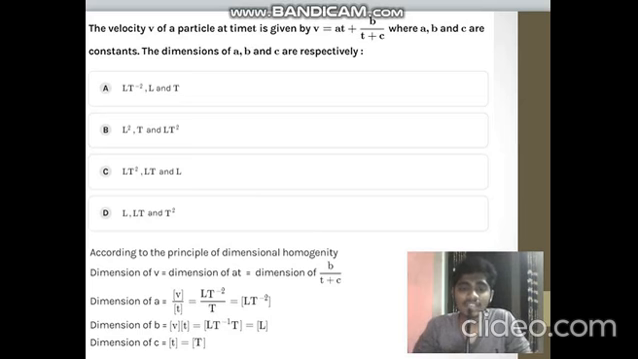So here v's dimensions will be equal to that of at, and that will be equal to that of b/(t + c), right? So v's dimension will be equal to at. From that you can derive, as you can see here, they have derived a = v/t, because they are abiding by the principle of homogeneity. So from that you will be getting LT^-1 by T, which becomes LT^-2. So the dimension of a is LT^-2. This is the only option with LT^-2, but still we'll check the rest of the two.